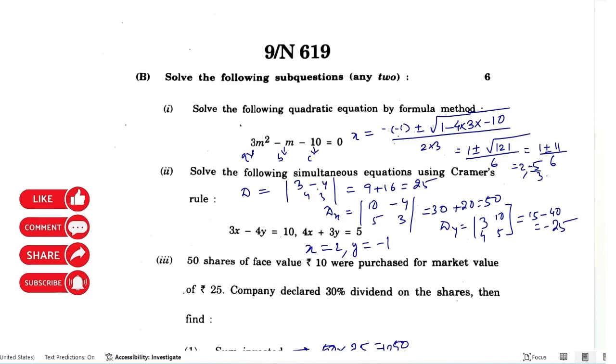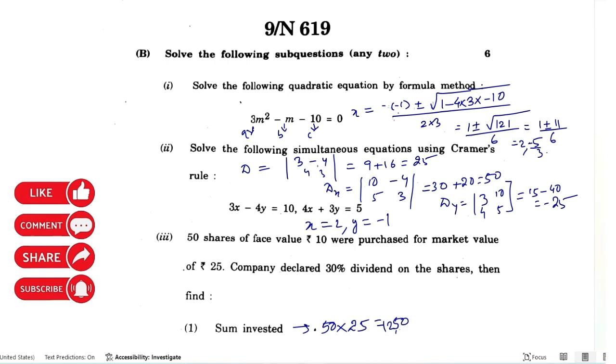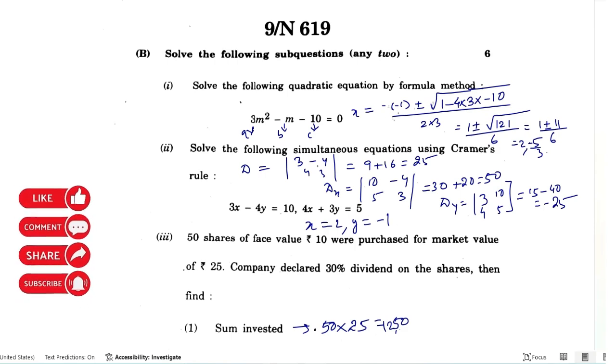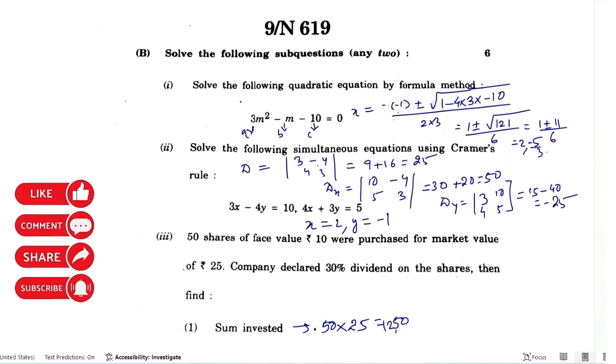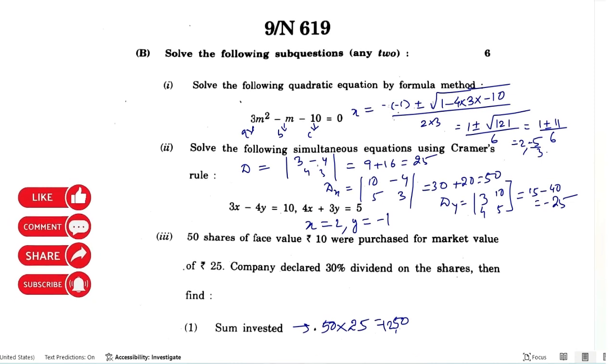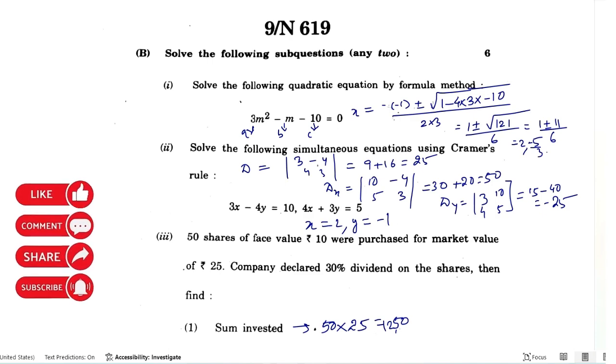First one is again quadratic, but this time you need to do it by formula method. So A is equal to 3, B is equal to minus 1, C equal to minus 10. Simply substitute it in minus B plus minus root B square minus 4AC by 2A. You will get the answer.